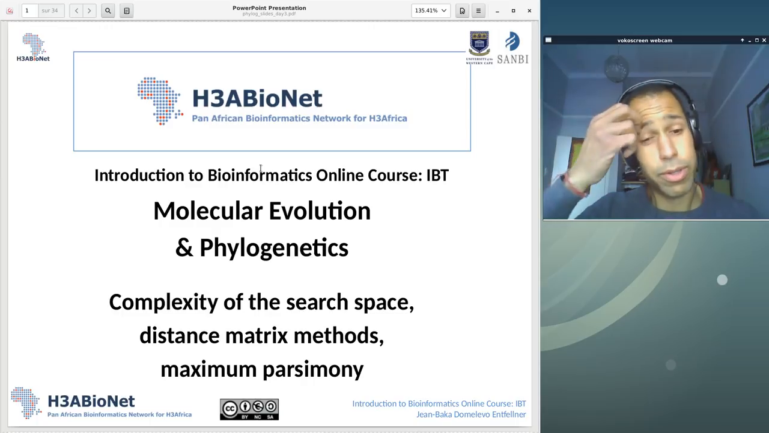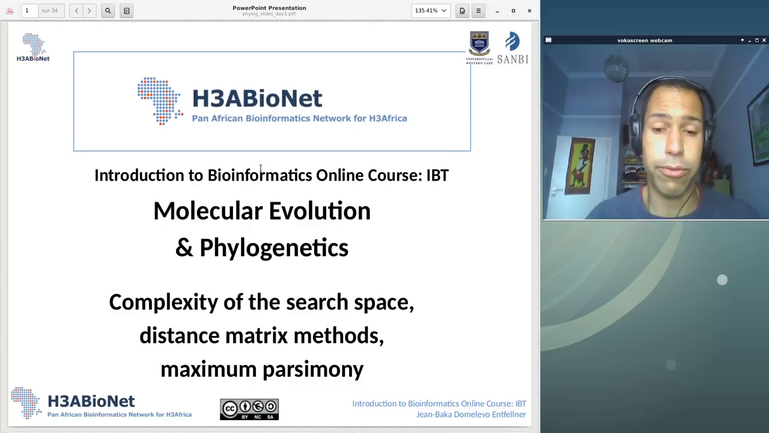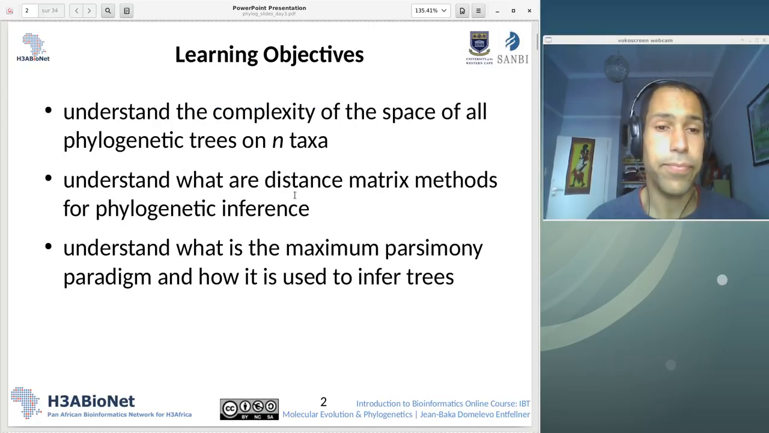Today we're going to talk about the complexity of the search space when we are looking for the best phylogenetic tree. And we're going to see distance matrix methods for tree inference and maximum parsimony methods, also for tree inference. The learning objectives are stated on this slide. Understand the complexity of the space of all phylogenetic trees on N taxa. Understand what the distance matrix methods for phylogenetic inference are, and understand maximum parsimony.